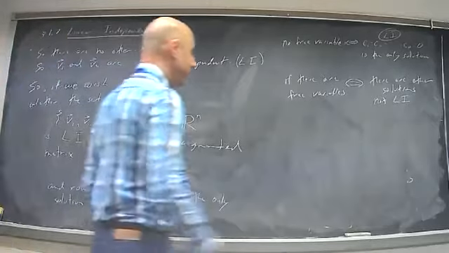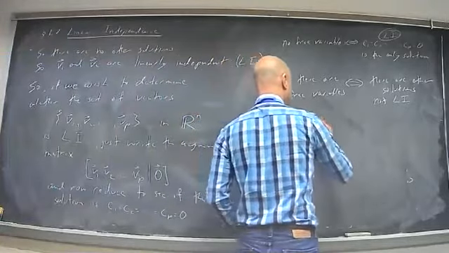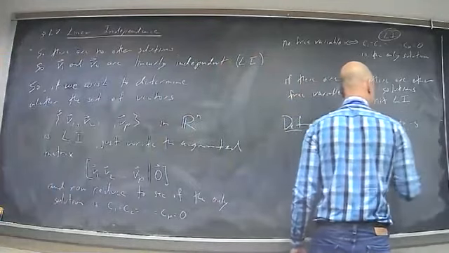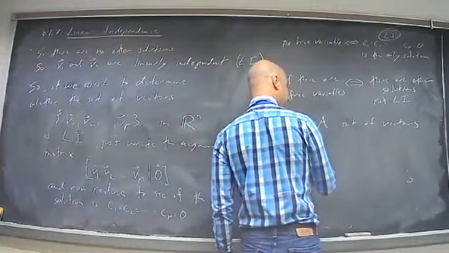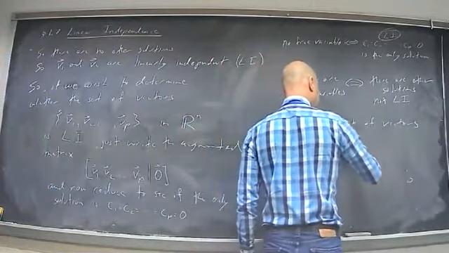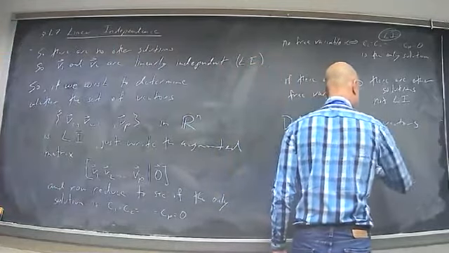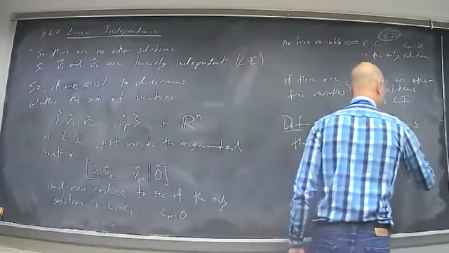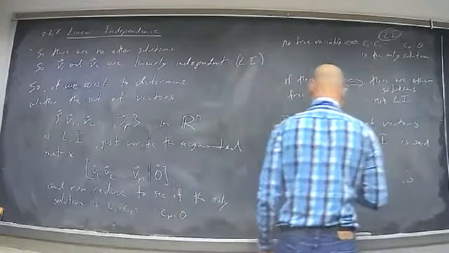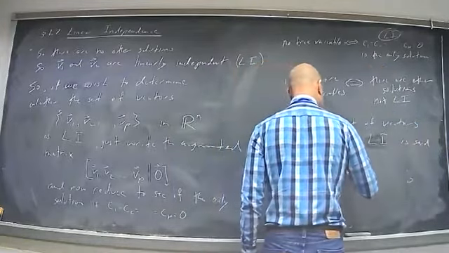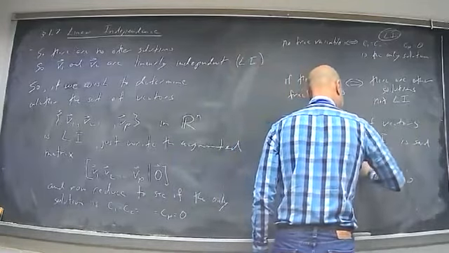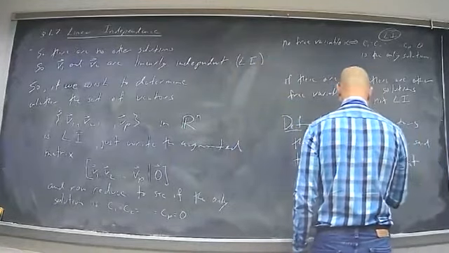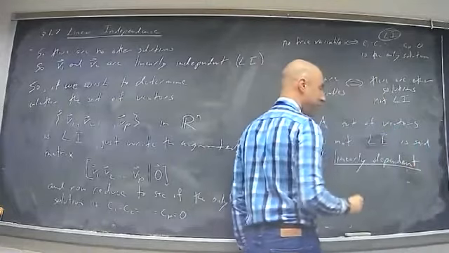So let me give you a definition. A set of vectors that are not linearly independent is said to be linearly dependent. If you want, you can abbreviate this one LD.